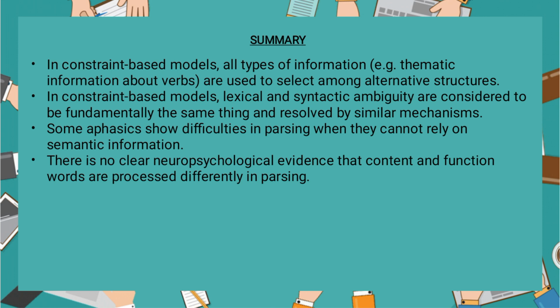In constraint-based models, all types of information, including thematic information about verbs, are used to select among alternative structures. In constraint-based models, lexical and syntactic ambiguity are considered to be fundamentally the same thing and resolved by similar mechanisms. Some aphasics show difficulties in parsing when they cannot rely on semantic information. There is no clear neuropsychological evidence that content and function words are processed differently in parsing.